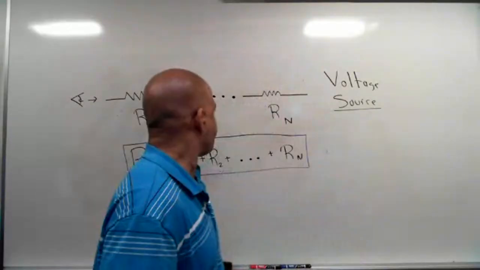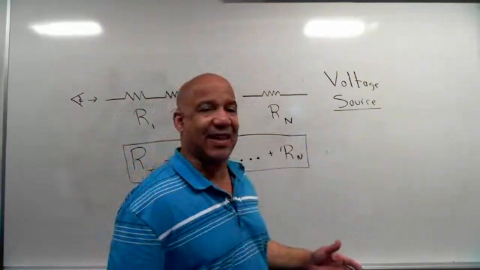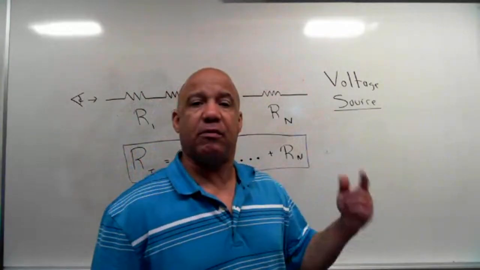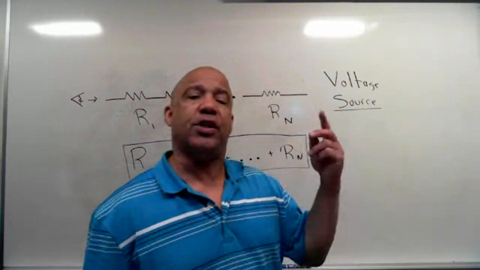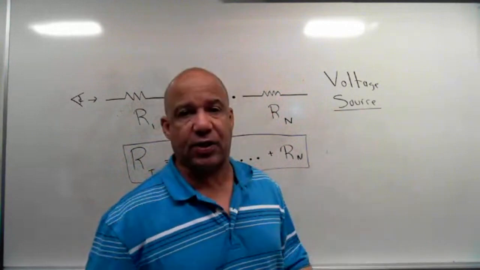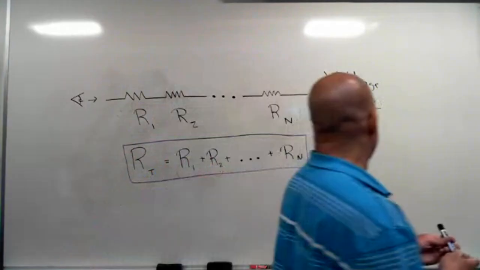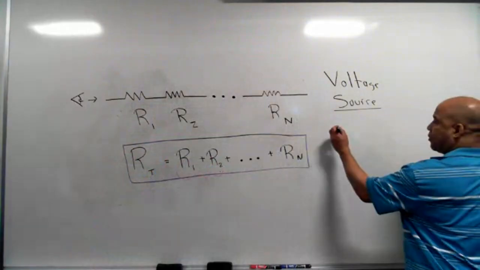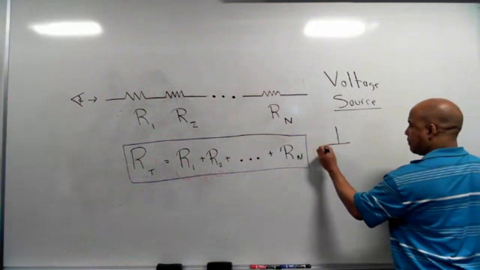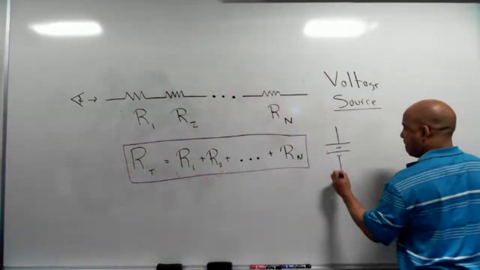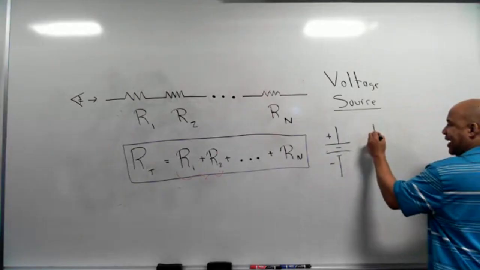So a voltage source is anything that separates charge. Batteries separate charge. Generators separate charge. Solar cells separate charge. And you know the symbol. We talked about the symbols already. One symbol for a voltage source is like this. One is like this.